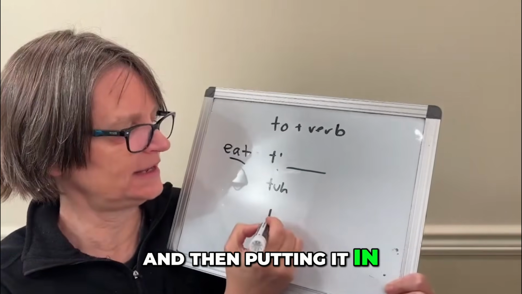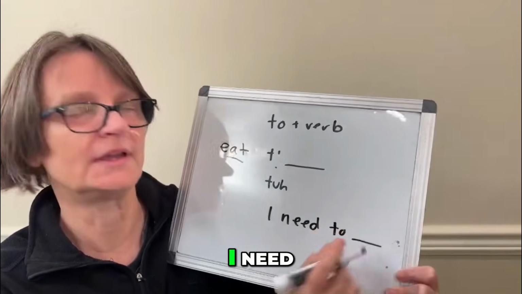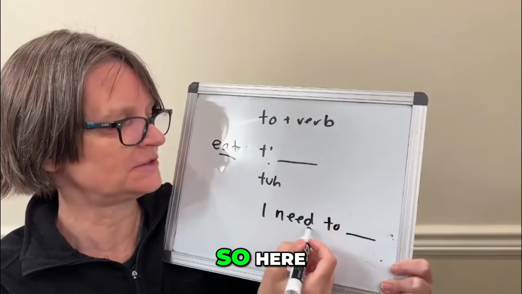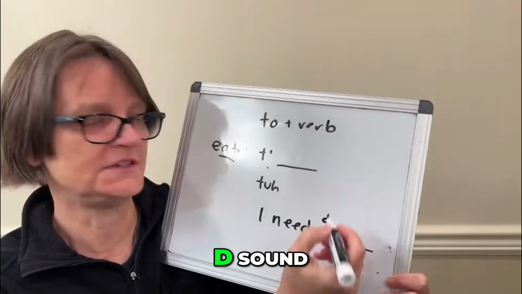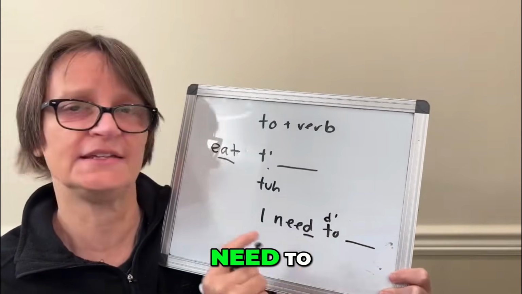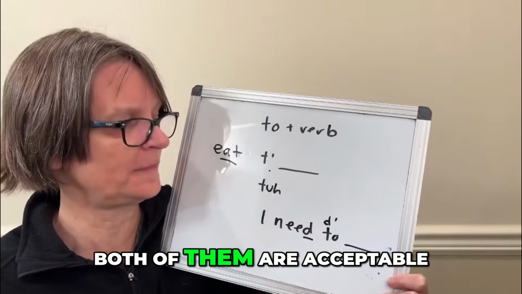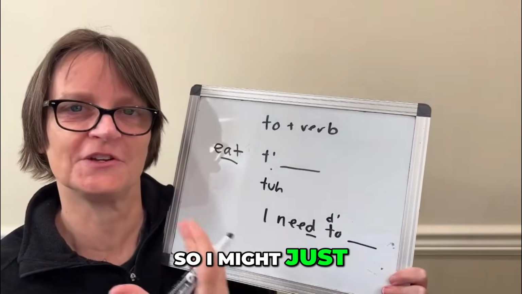And then putting it in places where we usually use it. I need to go. So here, because I'm ending on a D, this is going to become, again, more of a D sound. I need to go. I can say "I need to go." Both of them are acceptable, but I'd say that's an example of where I'm already doing a D, so I might just do one D sound.